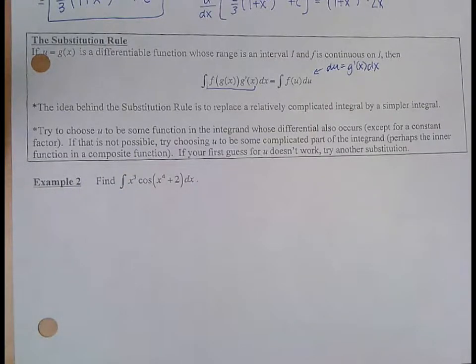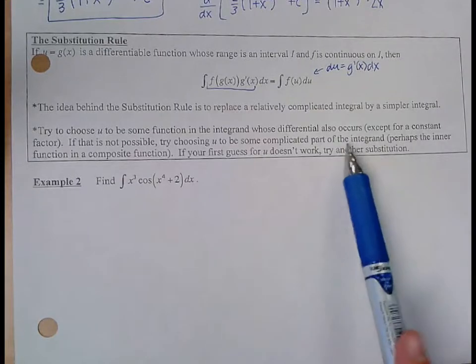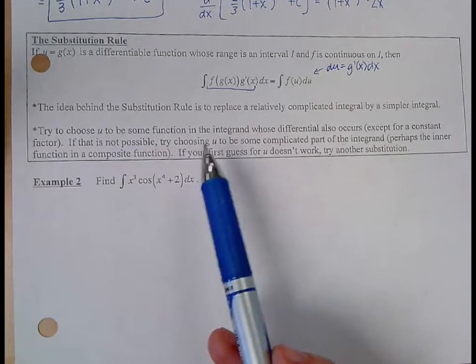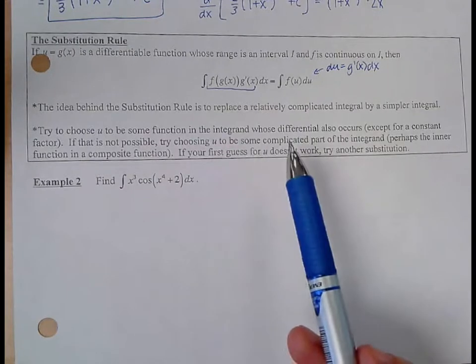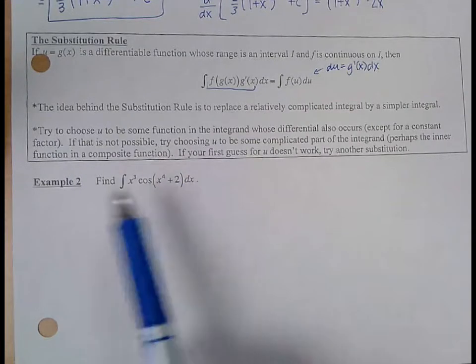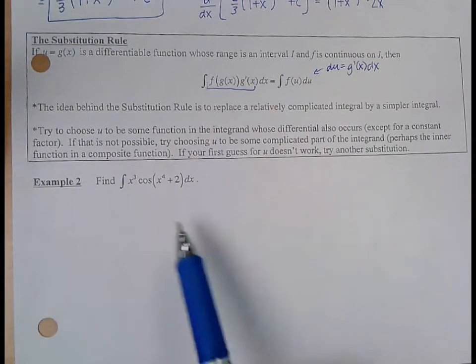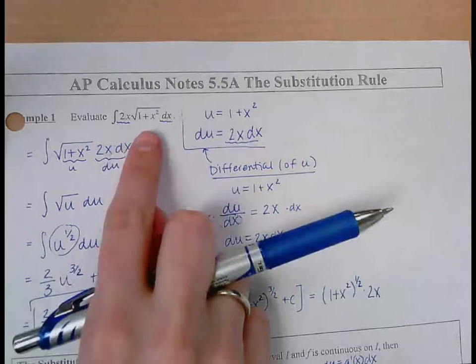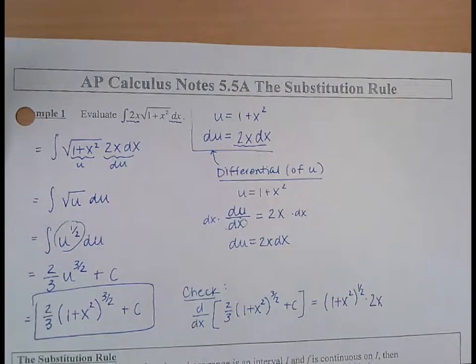Try to choose u to be some function in the integrand whose differential also occurs. If you see an expression and also its derivative, that would be a good choice for u. If that's not possible, and this is probably the most common, try choosing u to be a complicated part of the integrand or an inner function of a composite function. In example 2, x to the 4th plus 2 is inside of cosine. In the example we already did, 1 plus x squared is inside of a square root. So an inside function is a common choice for u.